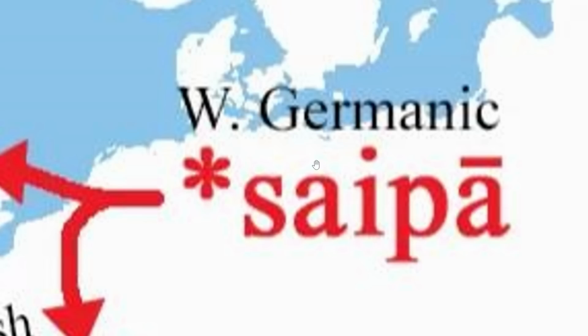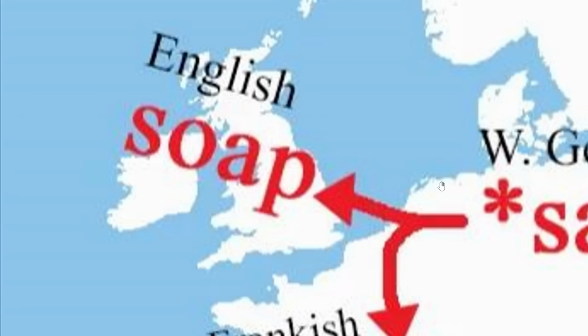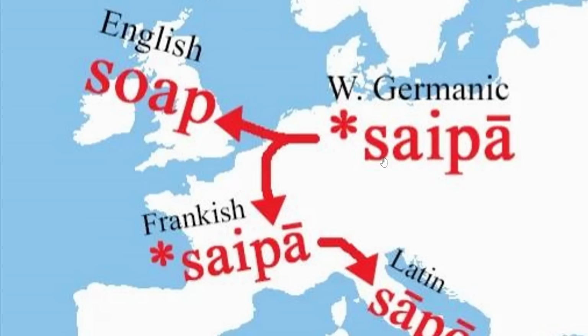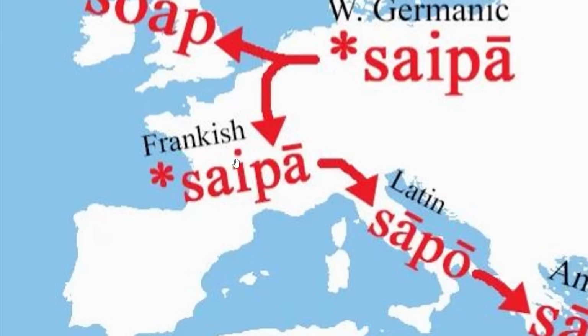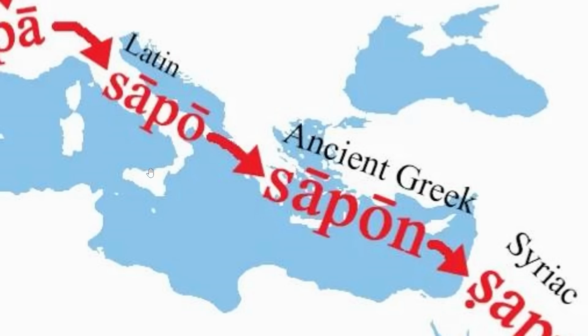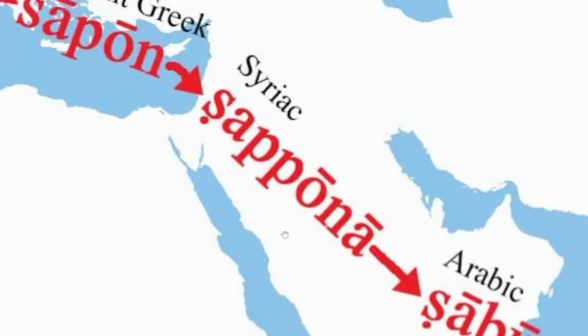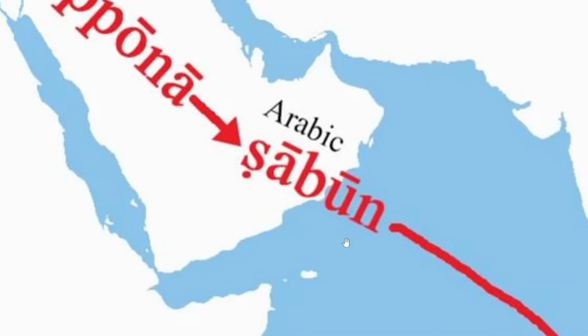This is an old Germanic word, which sounds really familiar. Seipa. It's kind of the same as the modern day word. Obviously, I'm speaking English, so we say soap, but there's a divergence here because in the Frankish kingdom, as well as in Latin, they're very similar words. Moving down to ancient Greece, you can still recognize that original root word. As we enter into the Middle East, as well as Arabic, it becomes sabum, at least something similar to that.